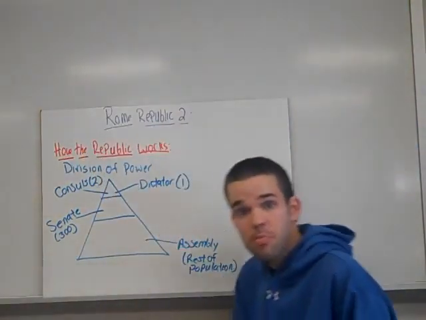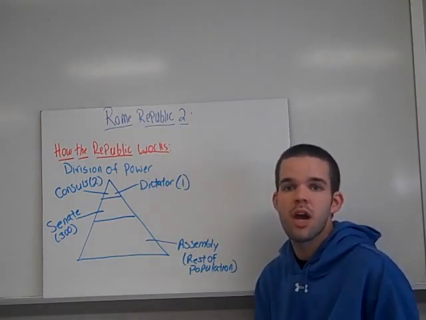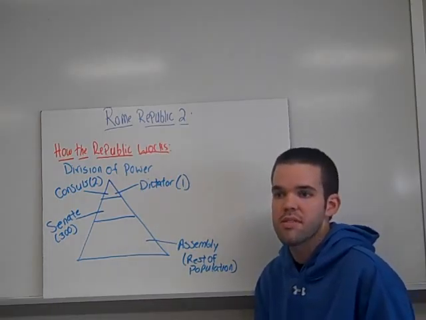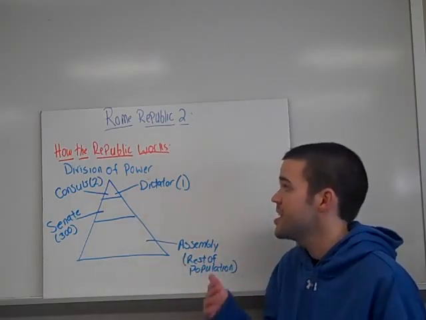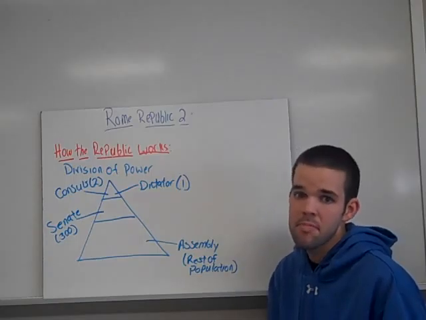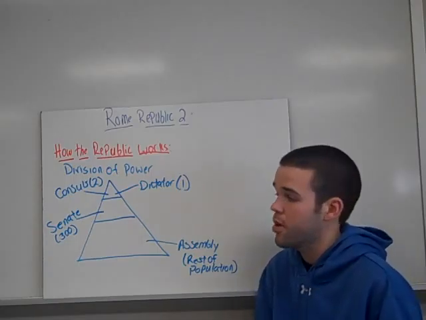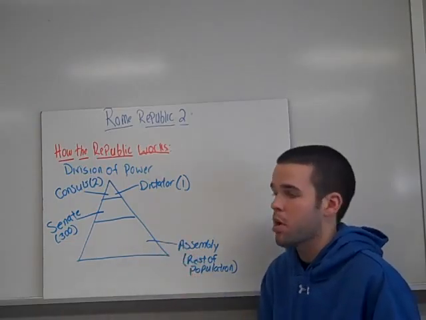Alright, today we're going to do part 2 of the Roman Republic. Now, yesterday we talked about the patricians and the plebeians and what the Roman Republic's structure was like. Today we're going to talk about more of the government aspect of the Roman Republic and really how it transitioned from the Roman Republic to the Roman Empire. How does the Roman Republic work?